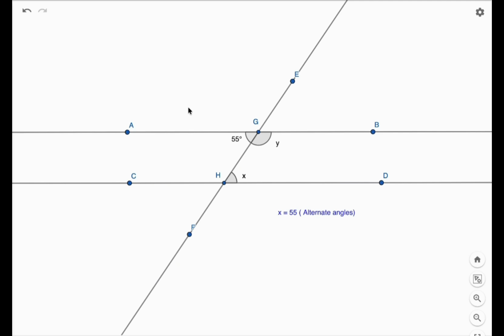Now, look carefully. These form a C-shape. So X and Y are co-interior angles. Co-interior angles sum to 180 degrees. X plus Y is 180 degrees, co-interior angles. X is 55, so Y is 125 degrees.